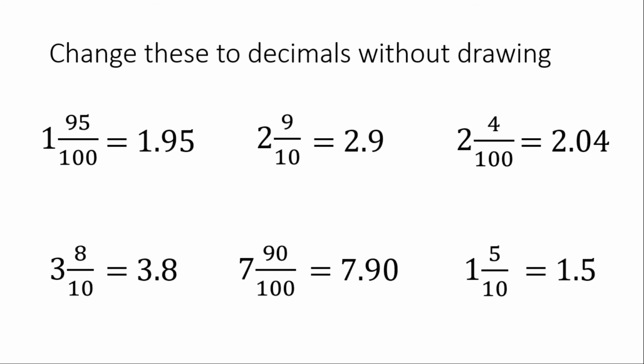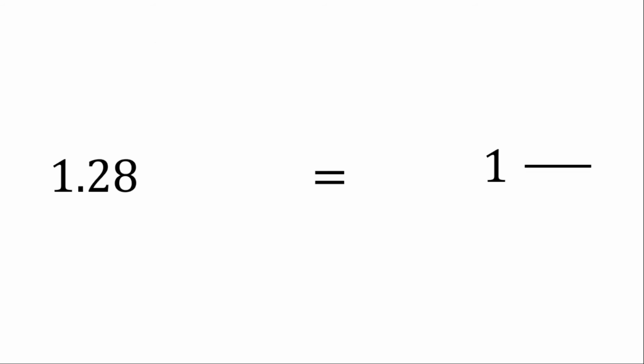Now we need to figure out how to do it in the opposite direction. How do we turn mixed decimals into mixed fractions? Here's an example. 1.28 is our mixed decimal. And we know that the mixed fraction is going to start with 1 because that's our wholes, and the wholes are on the left side of the decimal point.